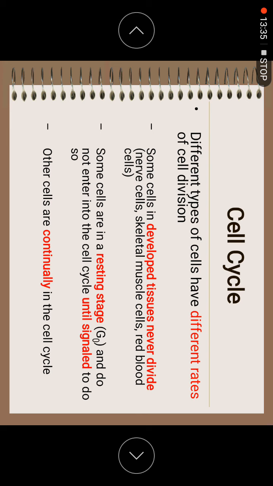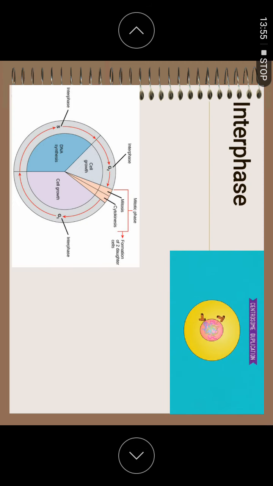Some cells are in a resting state until they are signaled to do division. They will wait until there's a signal for them to divide, then they divide. But some cells will continually divide, meaning all the time they are going to divide. For example, the gut cells, the lining of the wall.